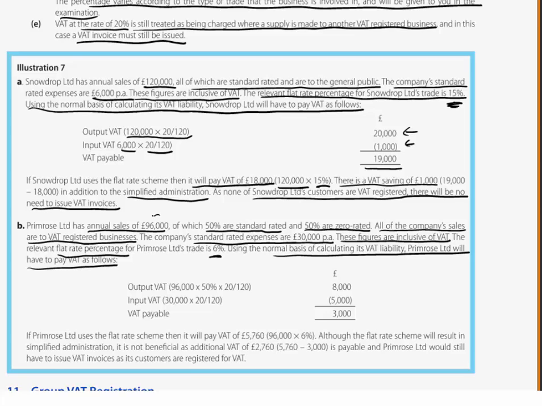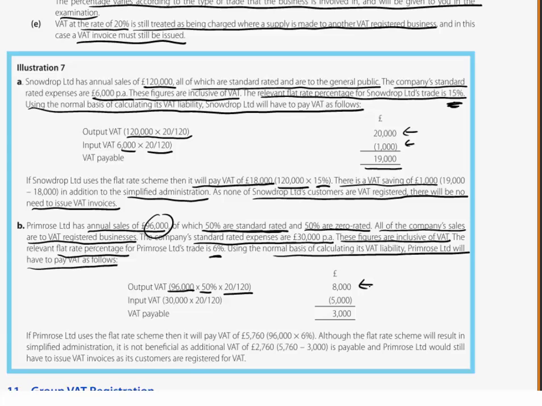Right, what was our level of sales? 96,000 inclusive of VAT, 50% standard rated there, 50% were zero rated. So 50% of those sales of £96,000 will have had output VAT accounted for in that sales revenue figure. So it's a VAT inclusive figure, so we take 20 over 120. So 96,000 times 50% times 20 over 120, there is your output VAT.